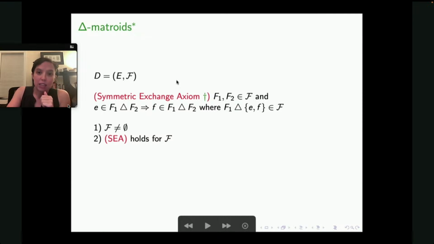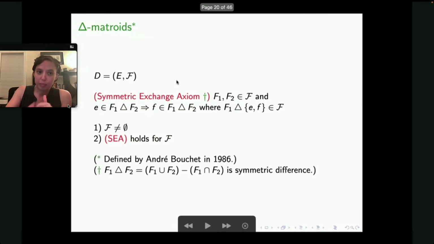The symmetric exchange axiom, matroid theorists may recognize this, but maybe they've seen the minus sign where I've got this triangle, which is the symmetric difference operator. So the symmetric exchange axiom says when I have F1 and F2 that are feasible, and I have an element e in their symmetric difference, so it's in exactly one or the other, it's not in both, then there's an element f in the symmetric difference so that F1 symmetric difference {e, f} is also feasible. I do not require that e and f be distinct. They may be the same element. So this was defined by André Bouchet in 1986. And as long as we satisfy these axioms, you have a delta matroid.